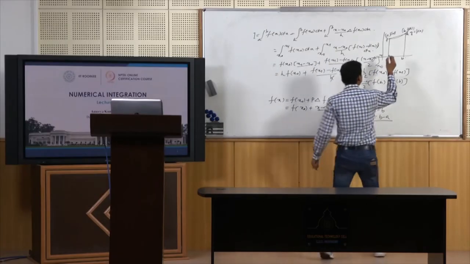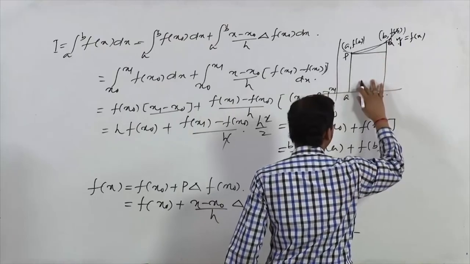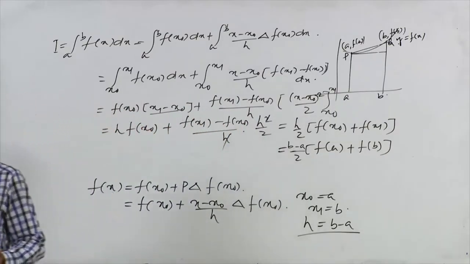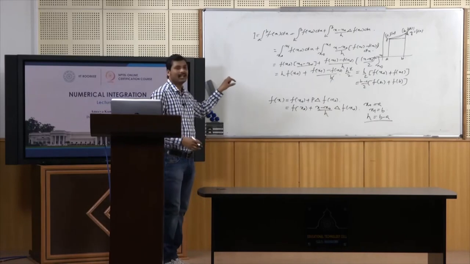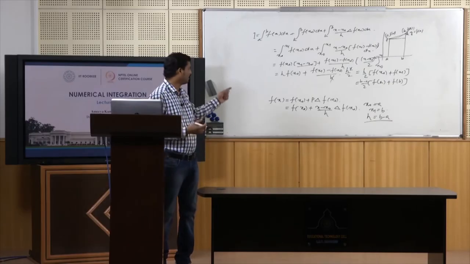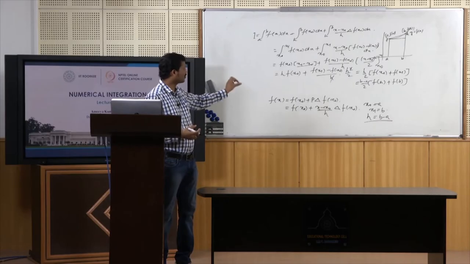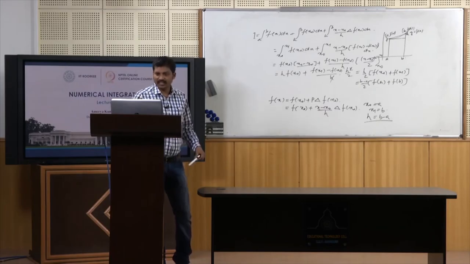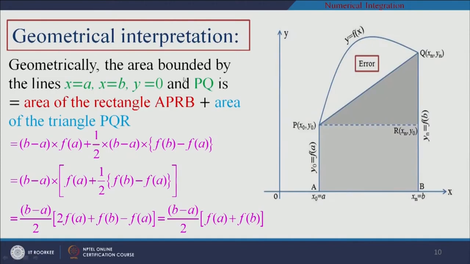If we do the geometrical calculation of this area, we have two regions: a rectangular region and a triangular region. Calculating the area of the rectangle and the area of the triangle, we get the total area as ((b − a)/2)(f(a) + f(b)). Geometrically, the area bounded by the lines x = a, x = b, y = 0 and the line PQ is the area of the rectangle APRV plus the area of the triangle PQR.